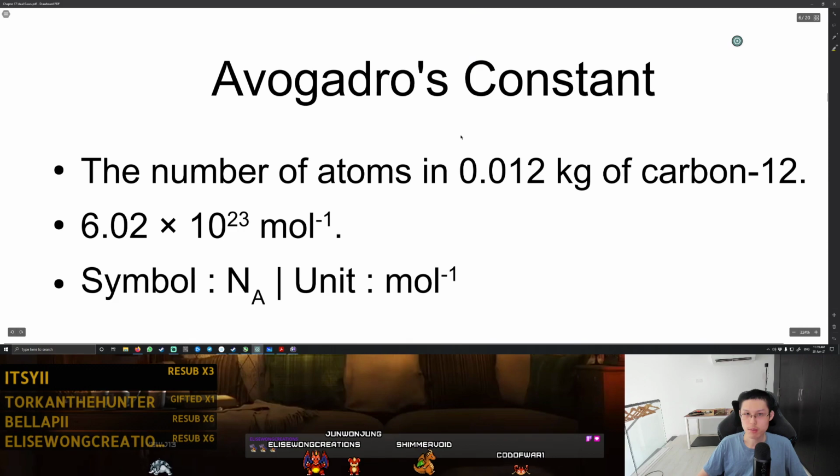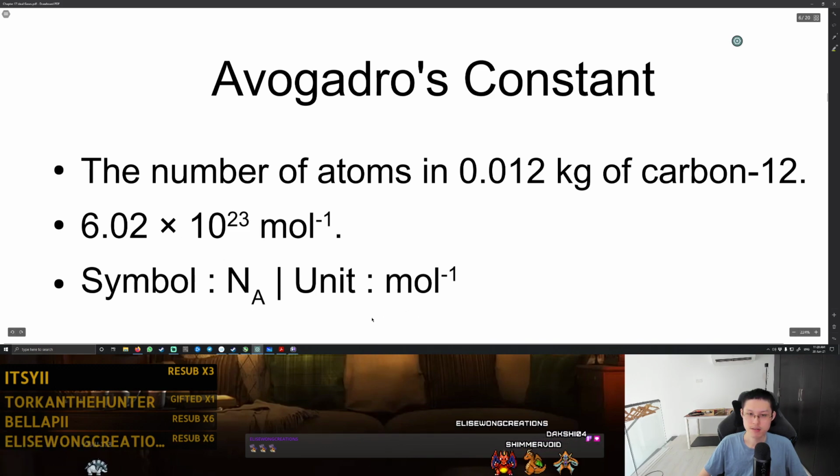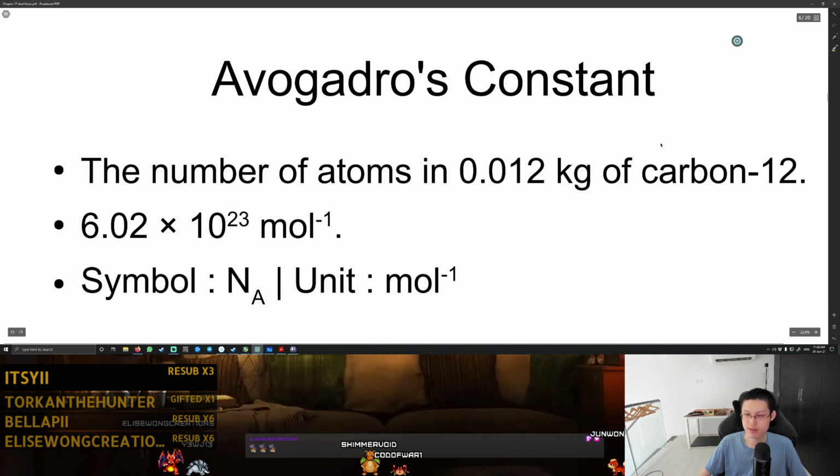Okay, so next up, let's talk about the Avogadro's constant. The definition for this is actually the number of atoms in 12 grams of carbon-12. Carbon-12 is an isotope of carbon. So 12 grams of carbon-12 has this many atoms in it. So that's the Avogadro's constant, which is given by this symbol here, with a capital A. The unit is per mole. Okay, so just write it down, because that's something that they could potentially ask you in the exam. I shall give you a moment.